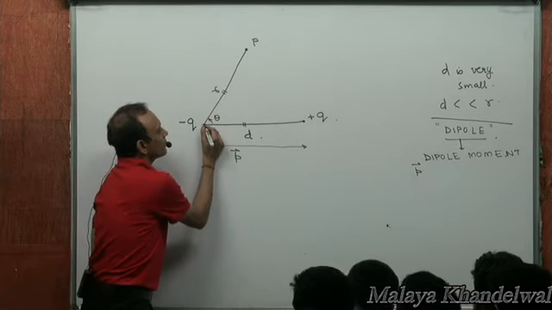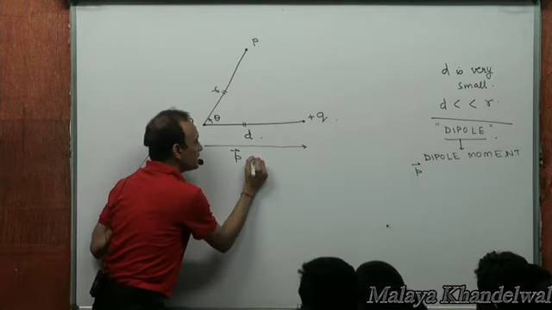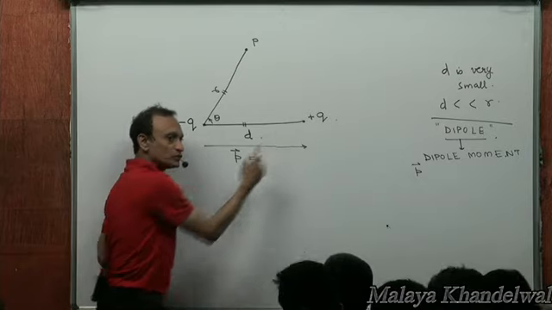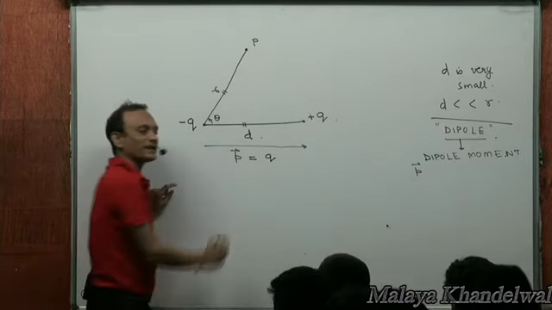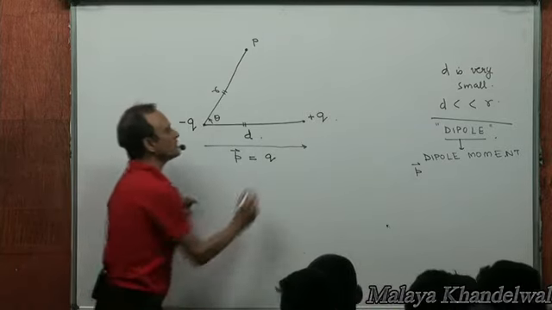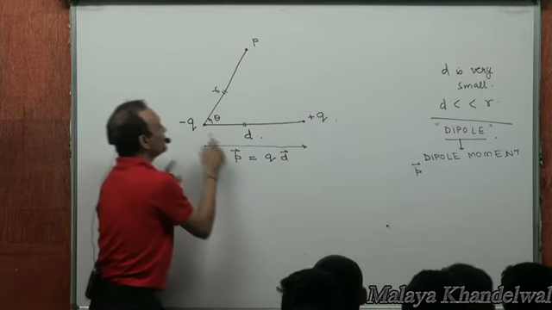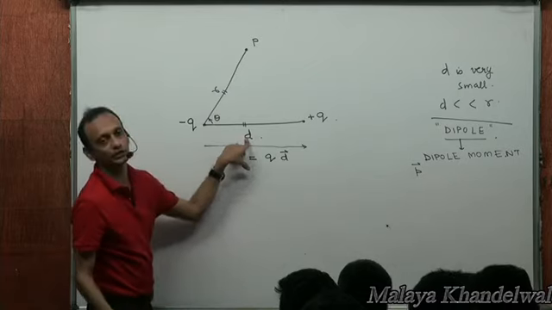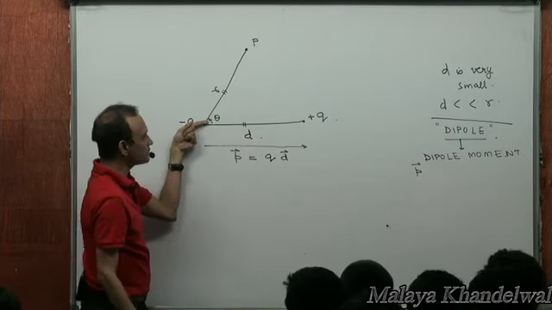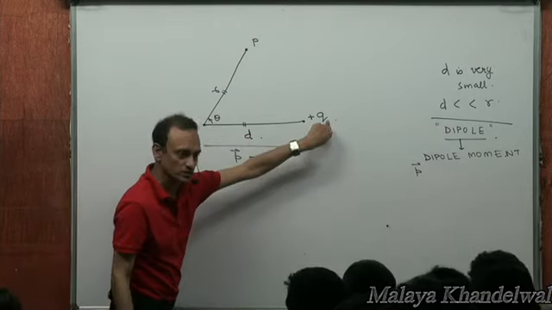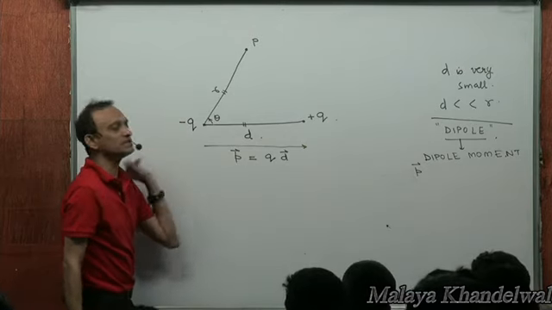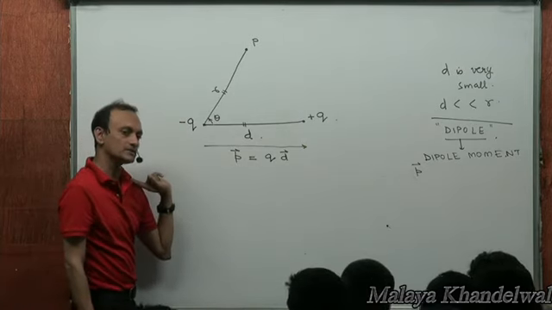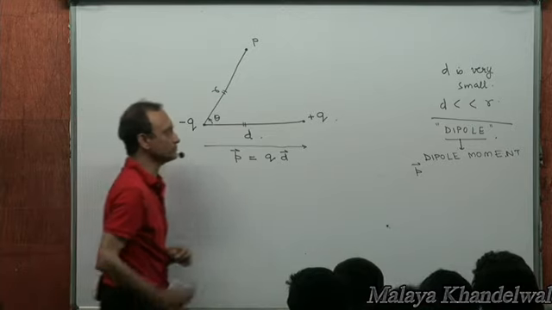And p is defined as the magnitude of the two charges. q is the magnitude of the two constituent charges into the vector d. d is the vector from minus q to plus q. This d has magnitude d. This vector d is from minus q to plus q. That's defined as the dipole moment.